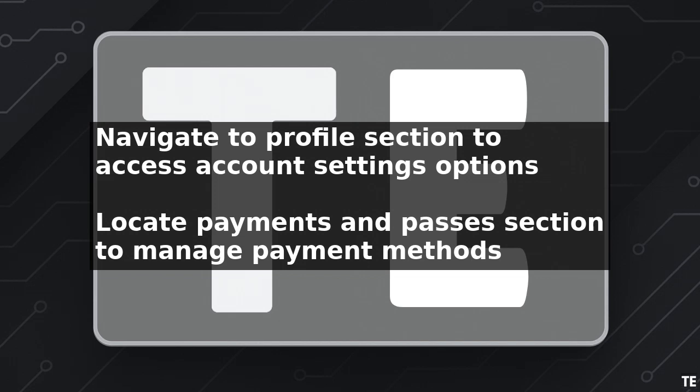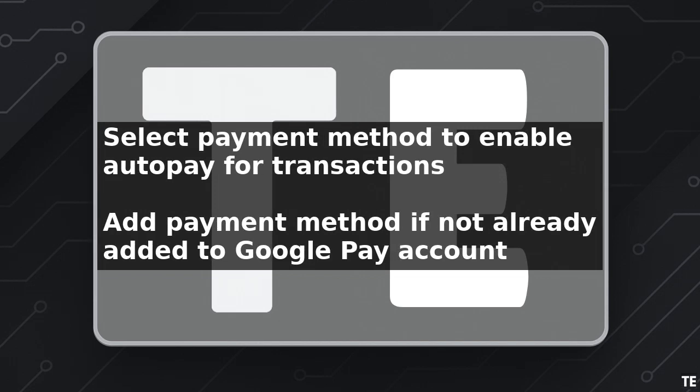After selecting your payment method, look for the Autopay or Recurring Payments option and toggle the switch to the On position. You may be asked to confirm this action or enter a verification code sent to your phone or email. With Autopay enabled, Google Pay will automatically deduct the required amount from your linked payment method when a payment is due, ensuring you never miss a payment. You can also set up payment reminders and notifications to stay on top of your transactions.